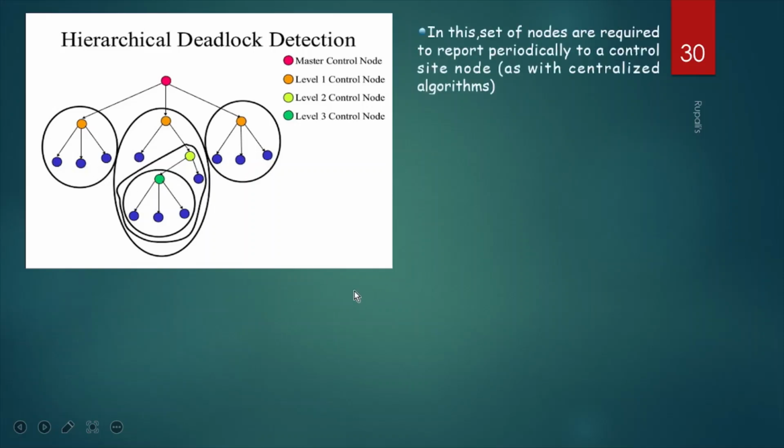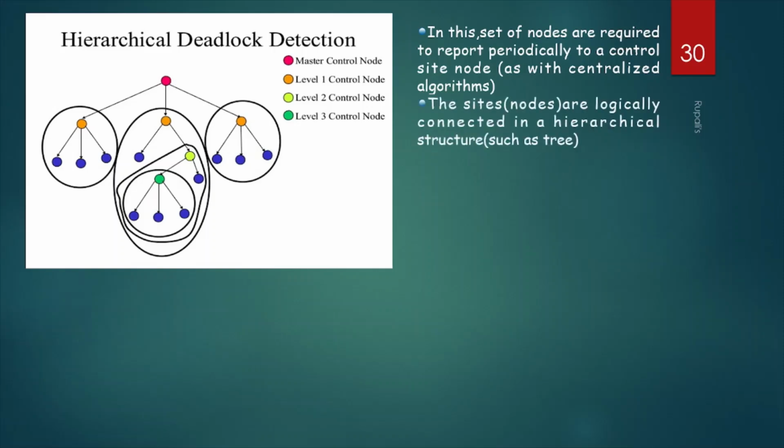Now see, in this, sets of nodes are required to report periodically to a control site node. So each set reports periodically to its control site, like the centralized algorithm. The sites or nodes are logically connected in a hierarchical structure such as a tree. A site can detect deadlock in its descendants. So a particular site, say here, can detect deadlock in its descendants.